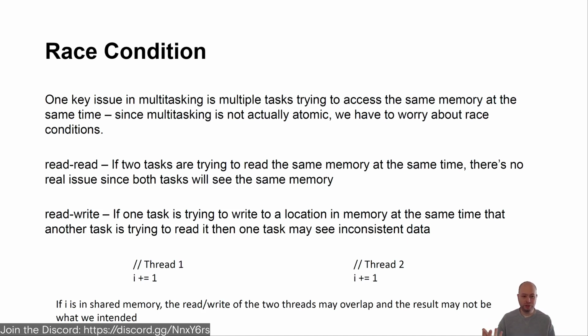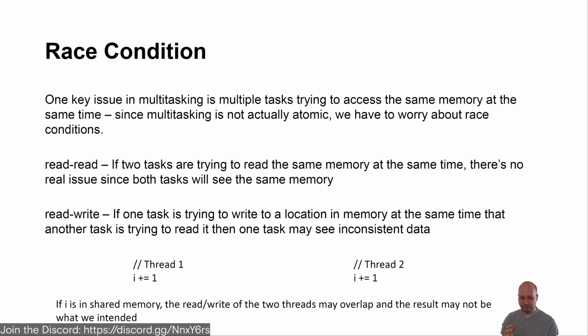And so there's a couple of different race conditions, and one of them doesn't matter. The race condition of read doesn't actually matter. If two tasks are trying to read the same memory at the same time, there's no real issue, because if there is a state change from some other place, which is unlikely, it's okay because we've read it at the same time and we'll see the same memory. However, if one is trying to read and the other one is trying to write, or they're both trying to write at the same time, this can be a really big problem.